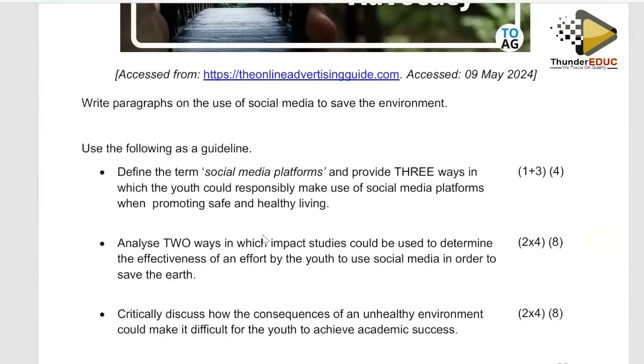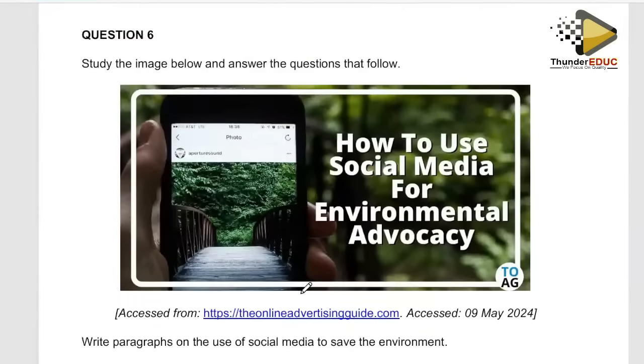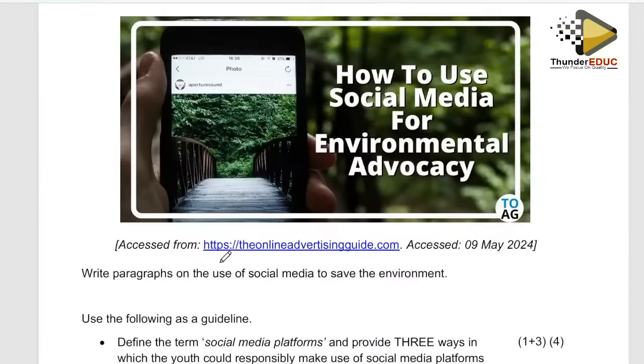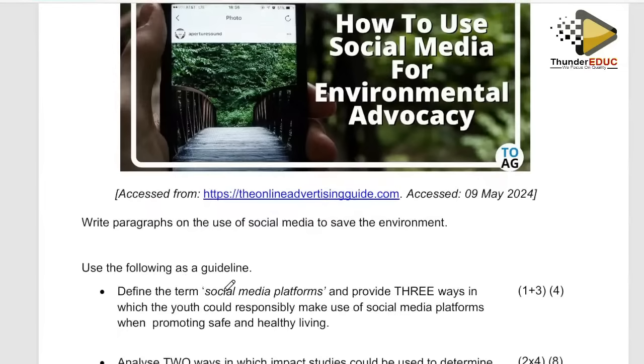So we start by looking at the image. I think we do have an image of a particular social media platform. How to use social media for environmental advocacy. We do have a cell phone device, then we have the natural environment in the background. Then our question reads, define the term social media and provide 3 ways in which the youth could responsibly use social media when promoting safe and healthy living.